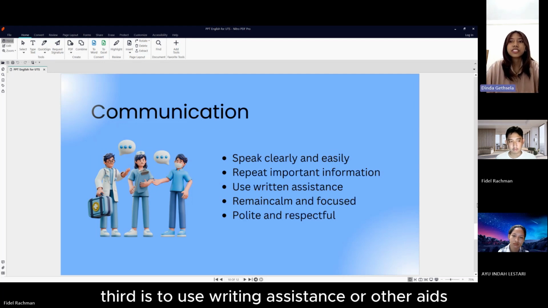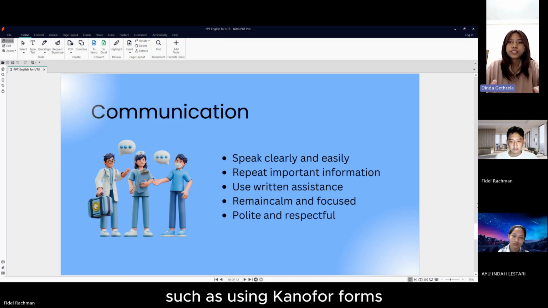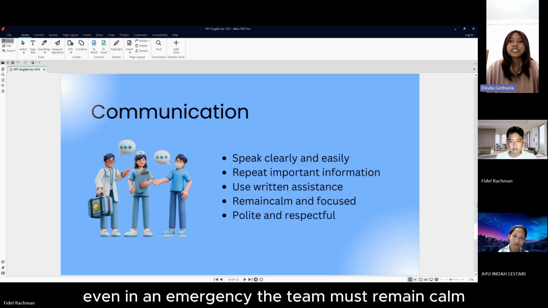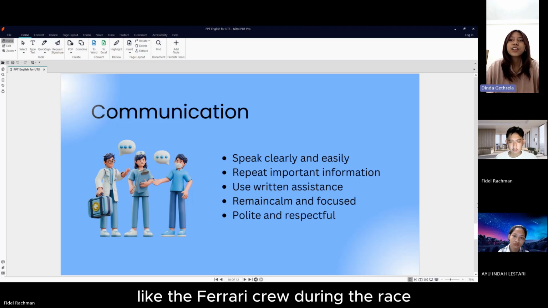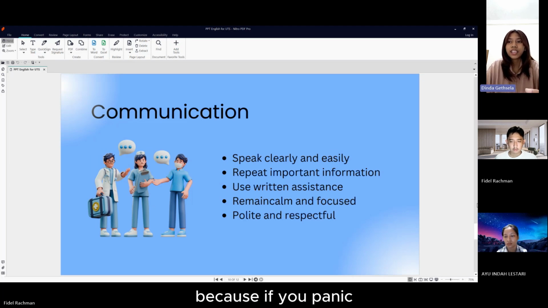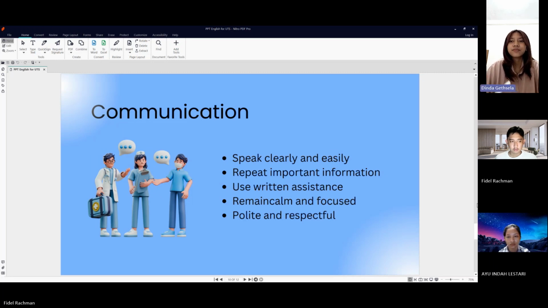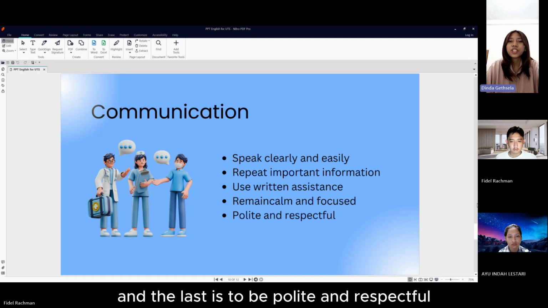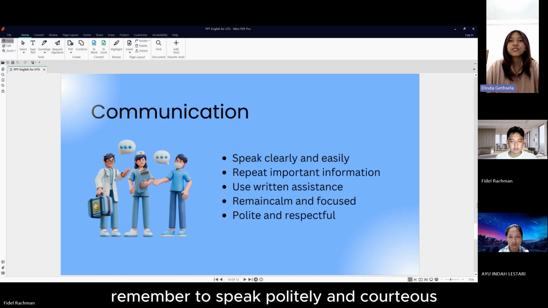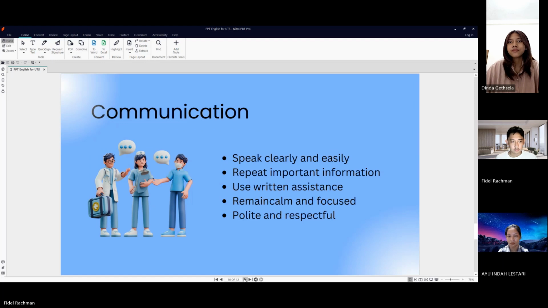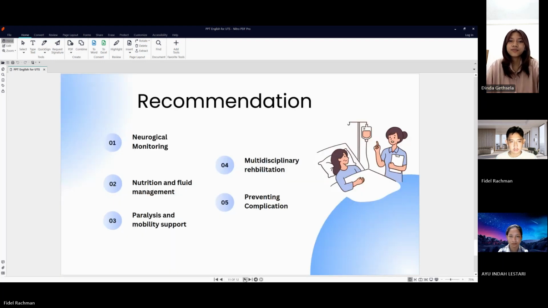Third is to use written assistance or other aids such as handover forms. The fourth is to remain calm and focused. Even in an emergency, the team must remain calm like the Ferrari crew during the race, because if you panic, it can cause misunderstanding and wrong action towards the patient. And the last is to be polite and respectful, namely to speak politely and courteously and not to speak harshly in front of the patient or the patient's family. Next slide.